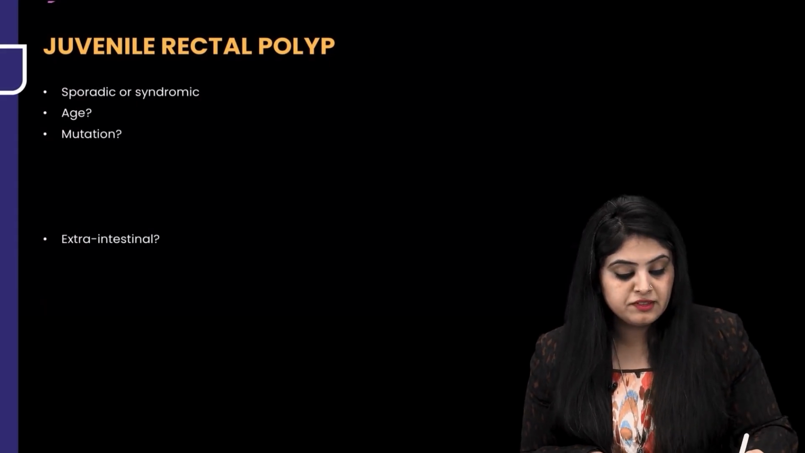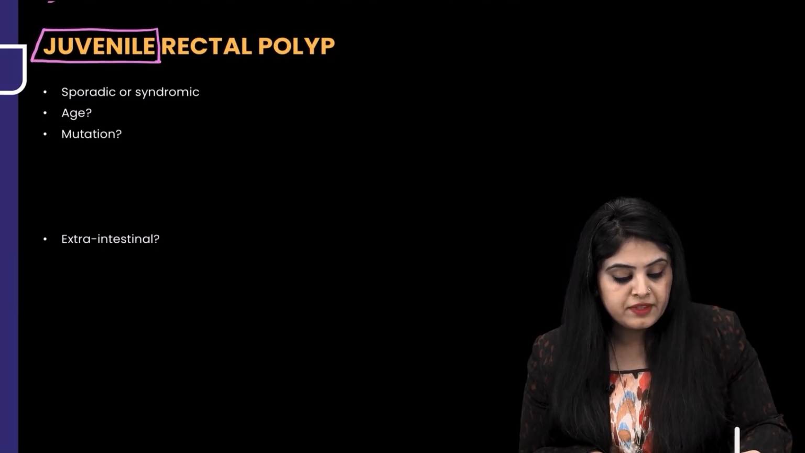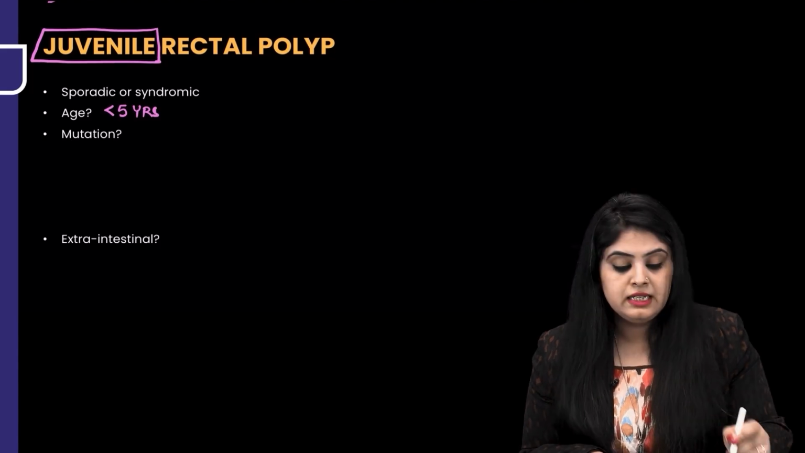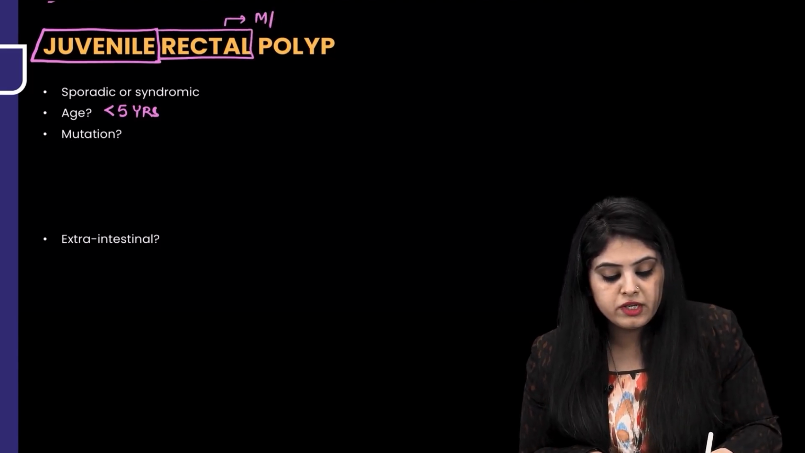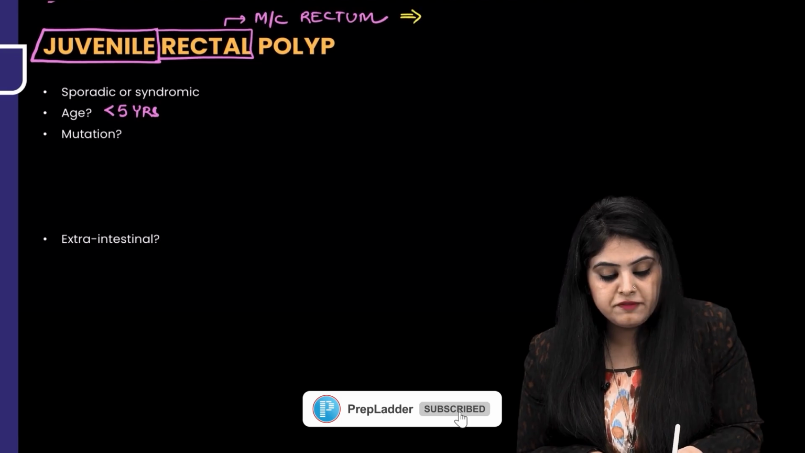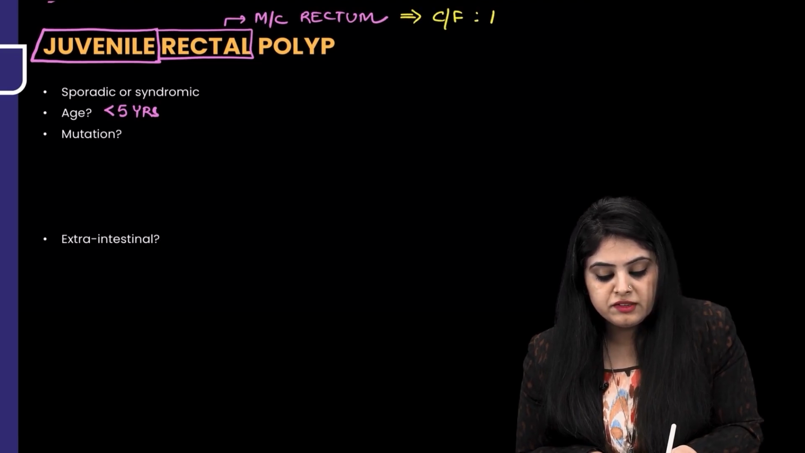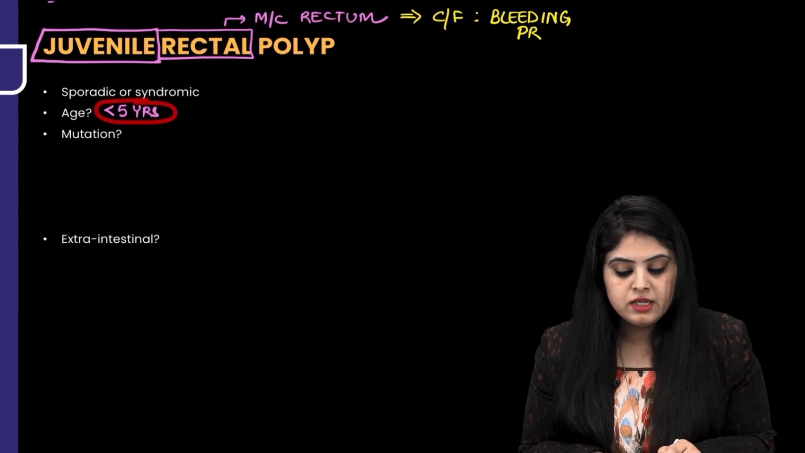Please remember, there is a very easy way of learning this because juvenile will tell me that the age is going to be juvenile, that is less than 5 years. The location is there in the polyp itself. What is the most common location? It is most commonly seen in the rectum. If something is most commonly seen in the rectum, then the clinical feature is also clear to me. This means the child will have bleeding PR, and that is exactly how the question came in NEET PG 2019. They gave you a question of a 5-year-old child with bleeding PR.